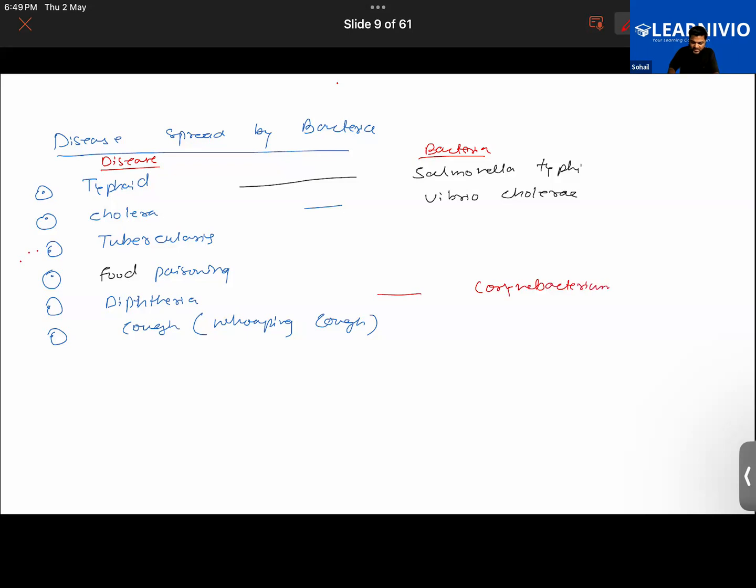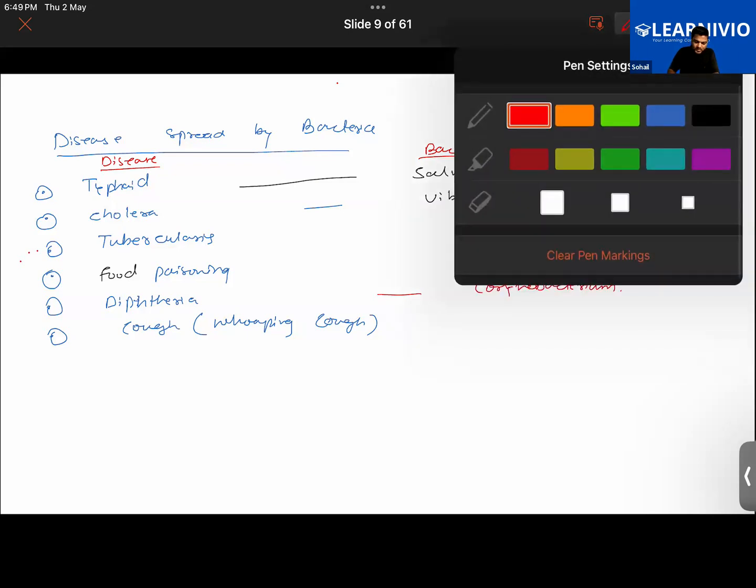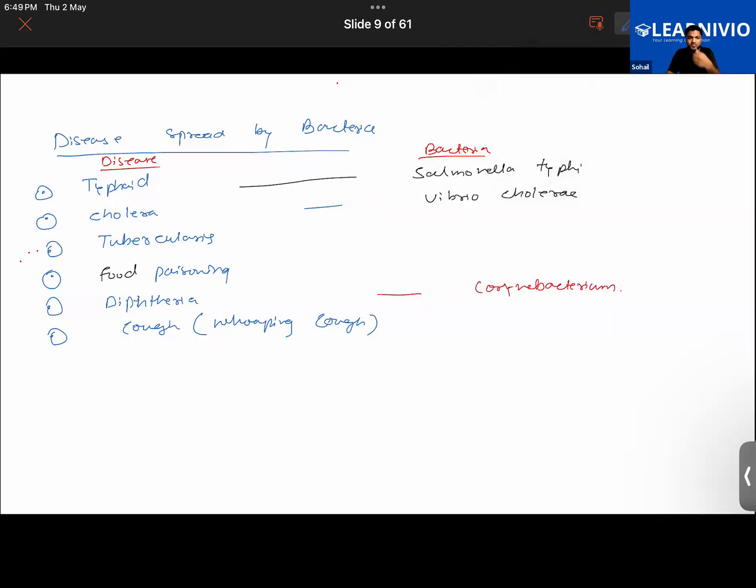No need to memorize it, just for the sake of letting you know the name. There's a bacteria called Corynebacterium. The complete name is diphtheriae, I believe.